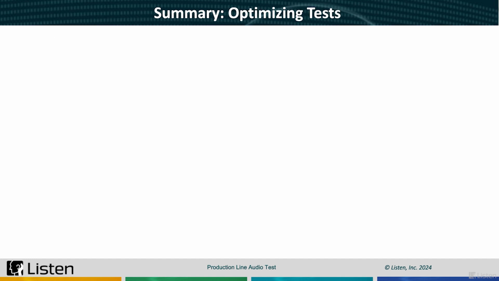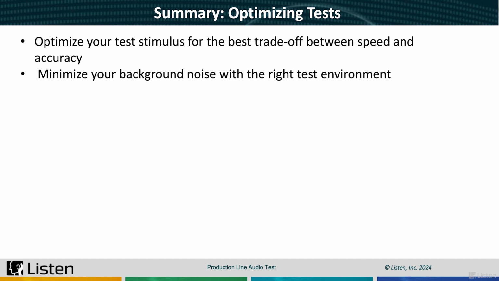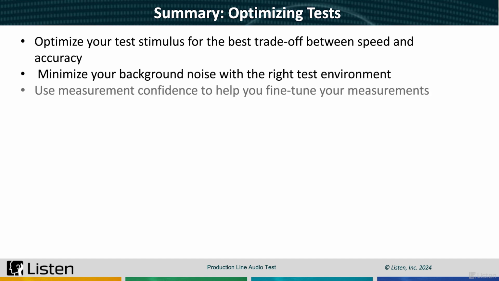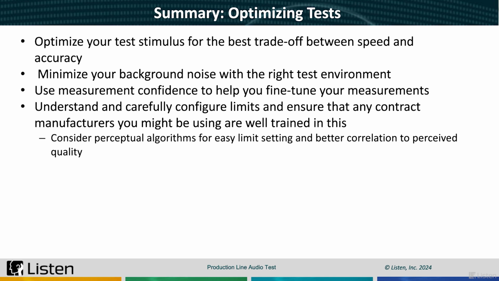Next, optimize your test. Optimize your test stimulus for the best trade-off between speed and accuracy. Minimize your background noise with the right test environment. Use measurement confidence to help you fine-tune your measurements. It's critically important to understand limits and configure them carefully, and also ensure that any contract manufacturers you might be using are well trained. Consider perceptual algorithms for easy limit setting and better correlation to perceived quality.